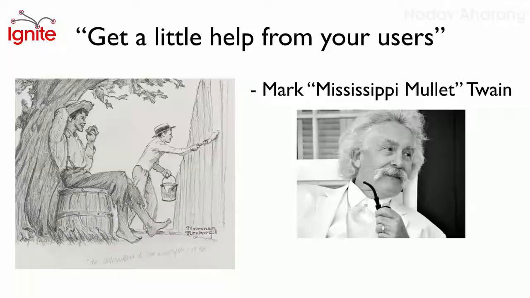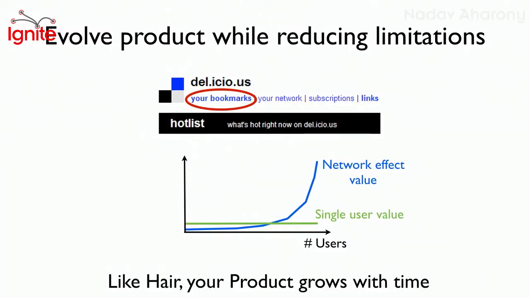Now, a totally different approach is to get your users to help. If you design your experience carefully enough, you can have your users do your chores and enjoy them and solve all your limitations as you progress. A common problem is getting to critical mass. And a common solution is finding value for a single user, like Delicious did, where users started by saving their own bookmarks to Delicious, and over time, the value grew and the network effect kicked in. So like hair, your product grows with time.